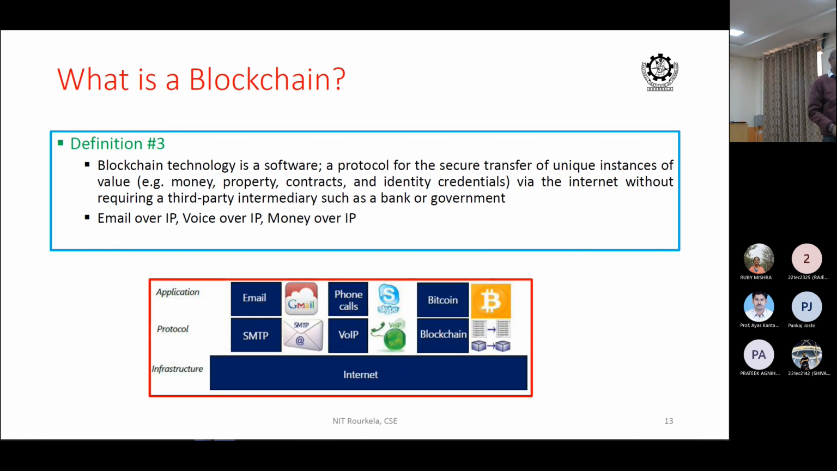Let's look at the third definition of it. Blockchain technology is basically a software. It's a protocol for secure transfer of unique instances of value via the internet without a third-party intermediary such as a bank or the government.